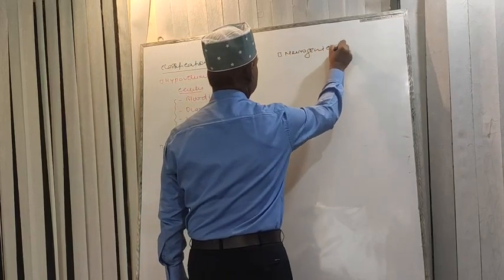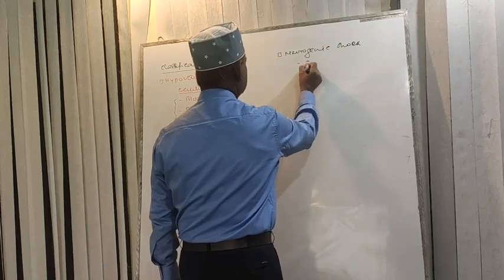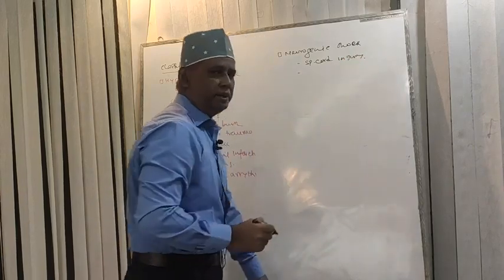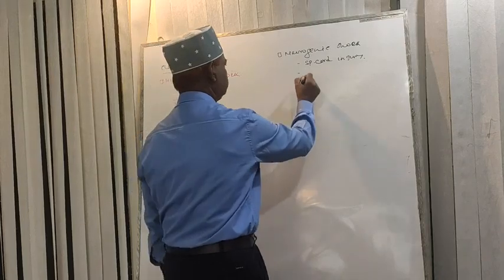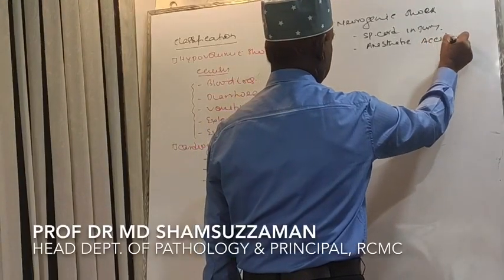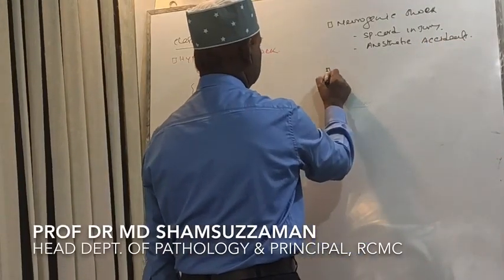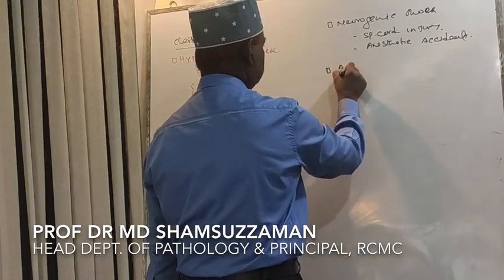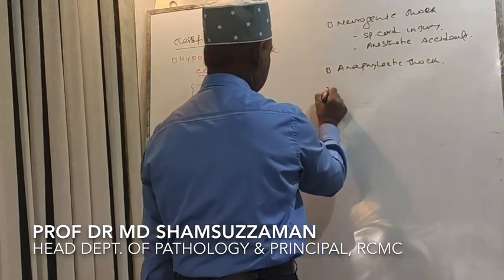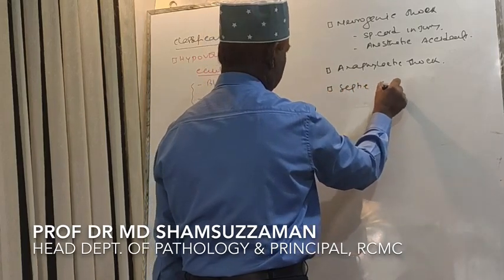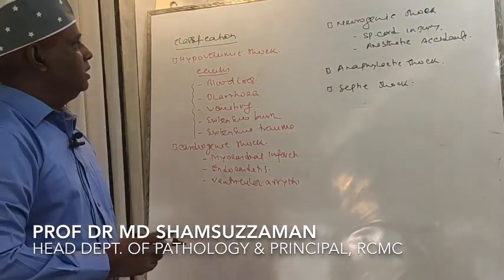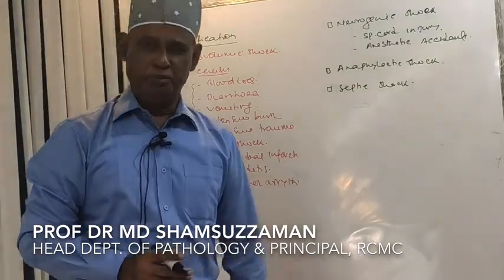Neurogenic shock, as in spinal cord injury, anesthetic accidents, anaphylactic shock, septic shock. So these are the different types of shock: hypovolemic shock, cardiogenic shock, neurogenic shock, anaphylactic shock, septic shock.